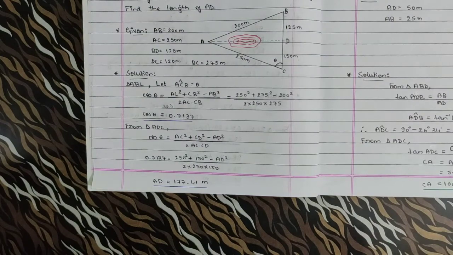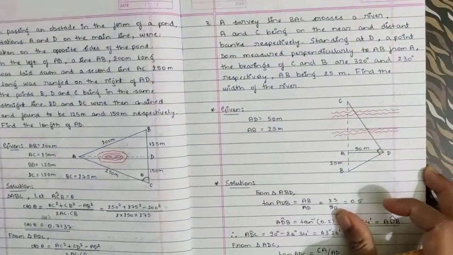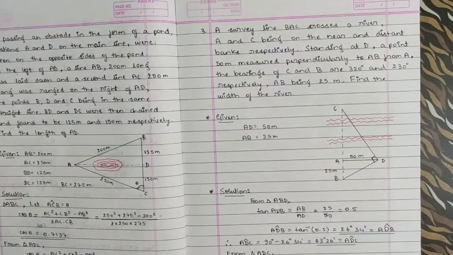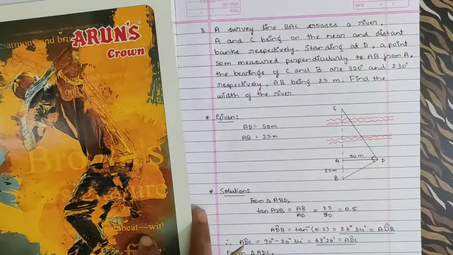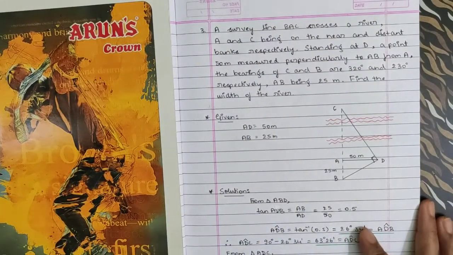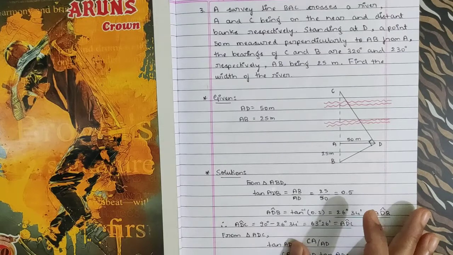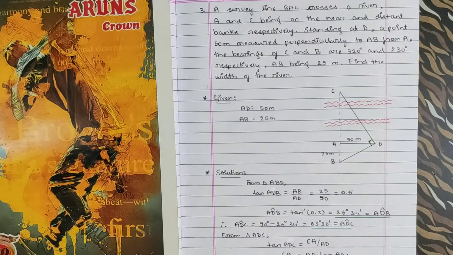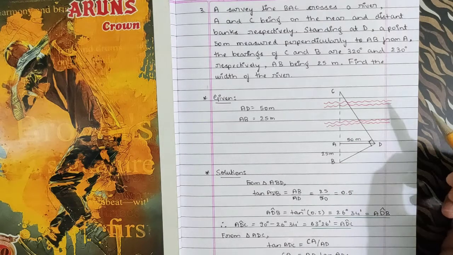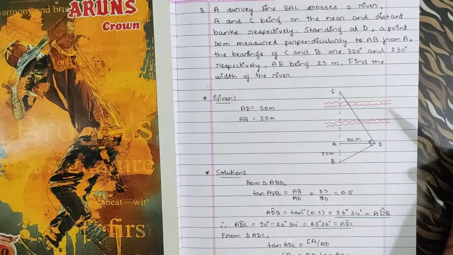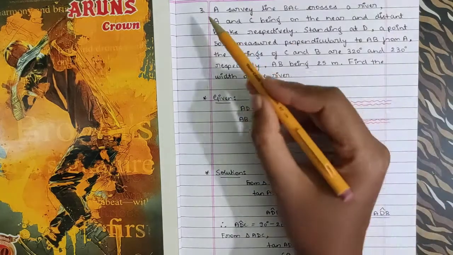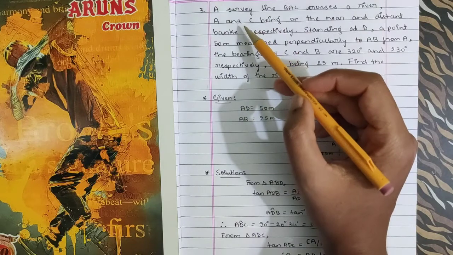Now coming to the next numerical. Here in this numerical, our obstruction is in the form of a river. We shall read out the problem and write down the given, as we did in the last numerical. Now I shall read out the problem for you. Third numerical, it is something like this.